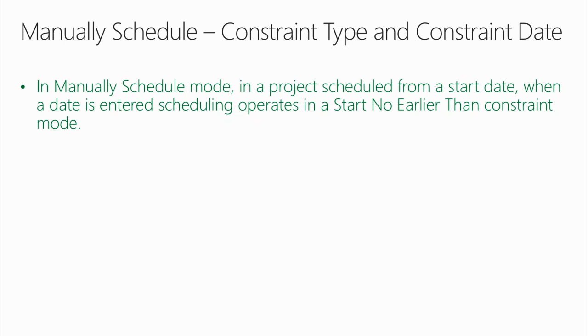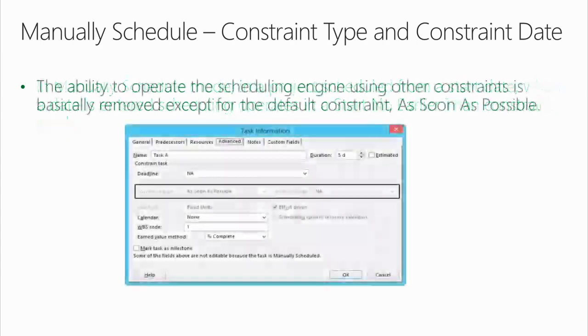Interesting. Remember the survey? I like to be able to enter in a date and Project doesn't put a constraint on it. Okay? The ability to operate the scheduling engine using other constraints is basically removed, except for the default constraint, as soon as possible. Okay? See this again? These are all grayed out. I can't access them. Even if Project is basically operating in another constraint type mode, it still appears to me that it's operating in the mode that's displayed.